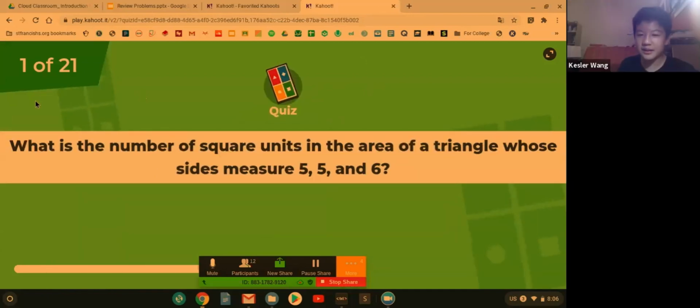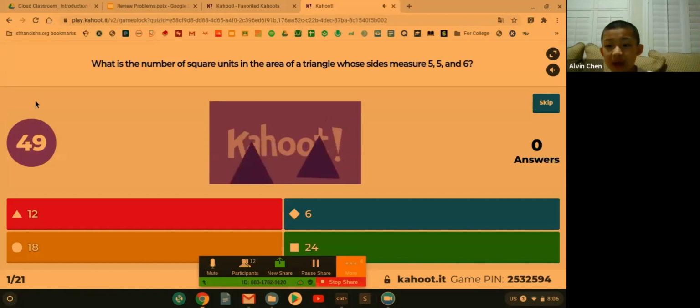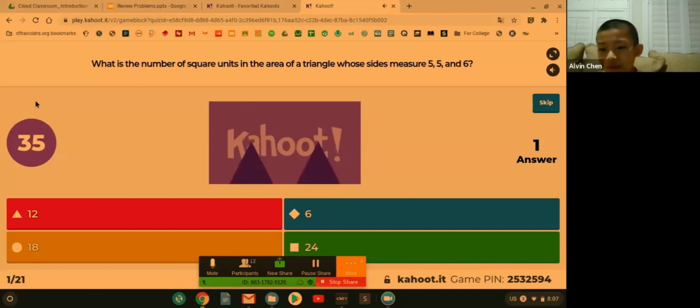What is the number of square units in the area of a triangle whose sides measure 5, 5, and 6? You want the square root of p times (p minus a) times (p minus b) times (p minus c). There's a formula for it. If you don't know the formula, whatever. There's another one. You can use the Pythagorean theorem.